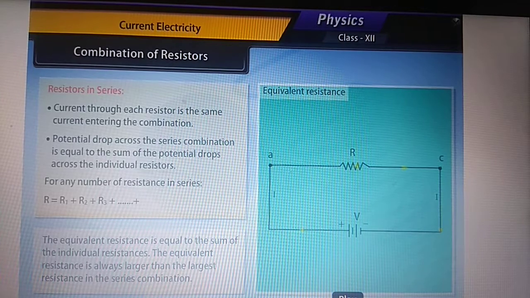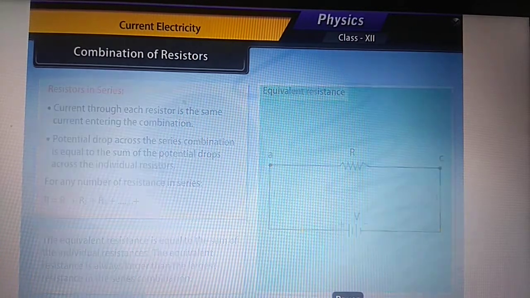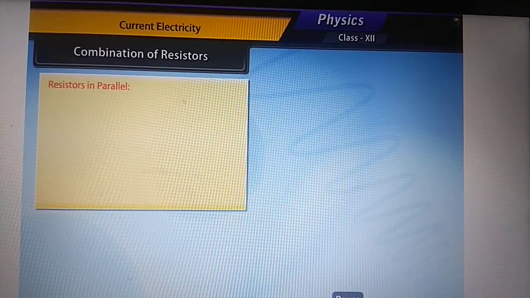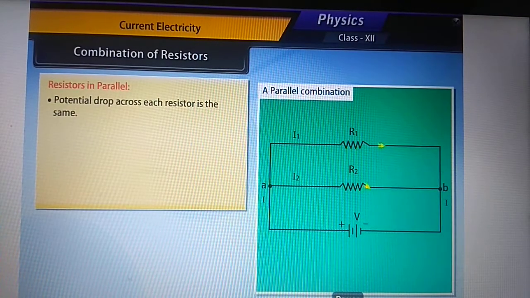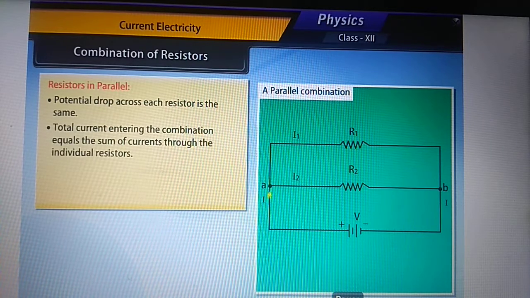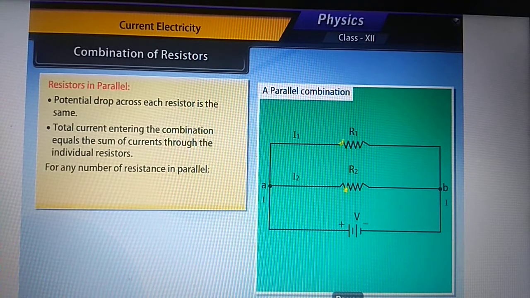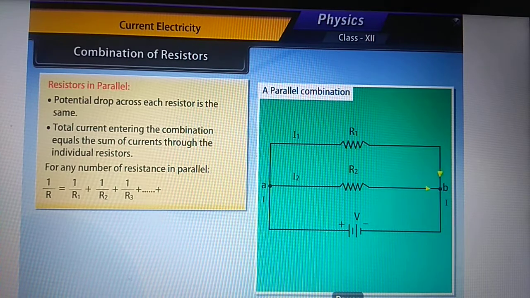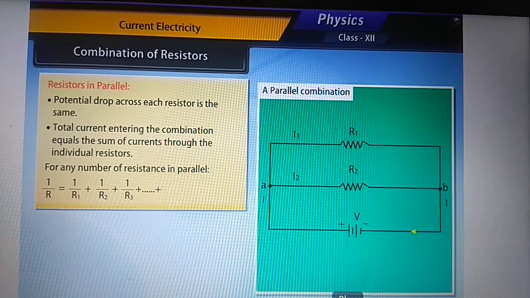Let's start with resistors in parallel. Resistors in parallel: the potential drop across each resistor is the same. The total current entering the combination equals the sum of the currents through the individual resistors. For any number of resistances in parallel, 1 upon R is equal to 1 upon R1 plus 1 upon R2 plus 1 upon R3 and so on.